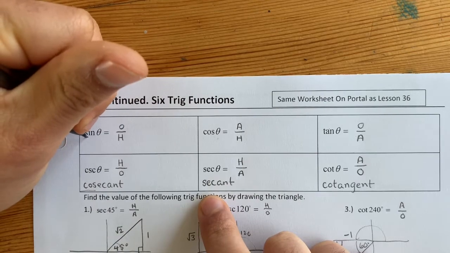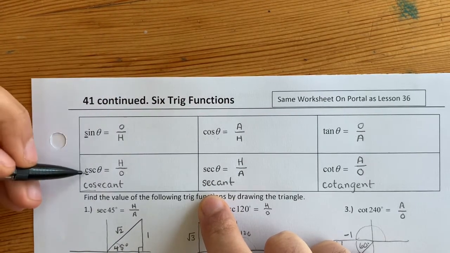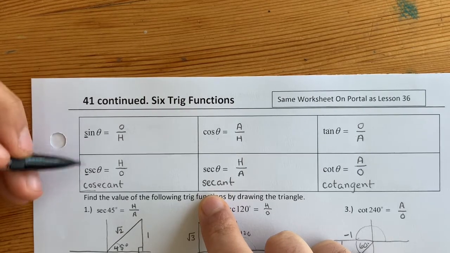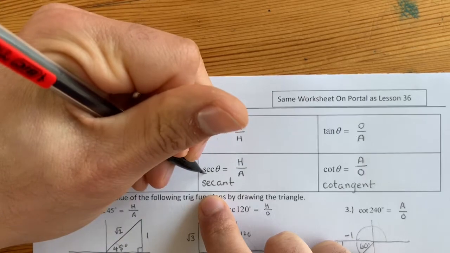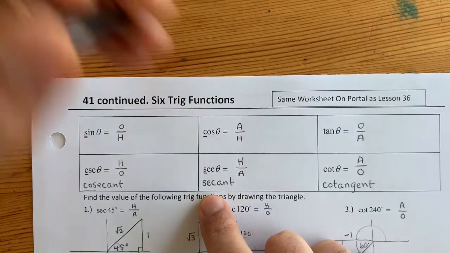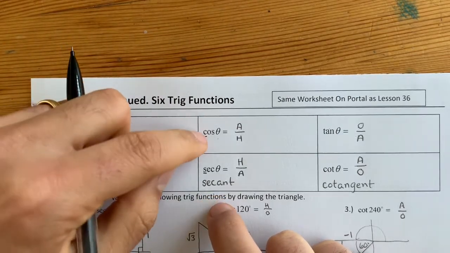Like the S for sine goes with the C. It doesn't go S and S. It's S goes with C. And then here, C goes with S. Again, so it's like S goes with C, C goes with S. It's not S and S or C and C.